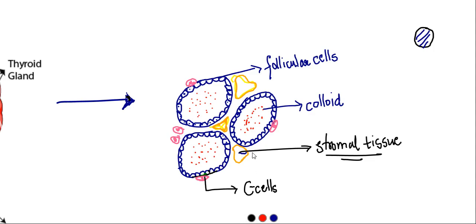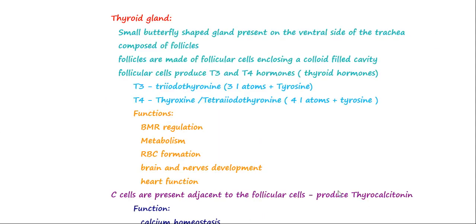So let's see that, and we'll also be discussing the thyroid hormones. As I said earlier, the follicular cells are responsible for the production of thyroid hormones. So what are the thyroid hormones that are produced by these follicular cells? The thyroid hormones are T3 and T4 hormones in short. So what are the T3 and T4 hormones?